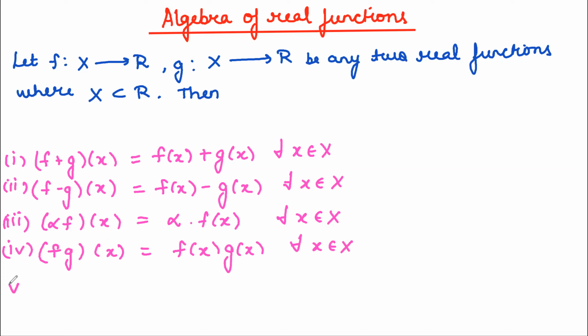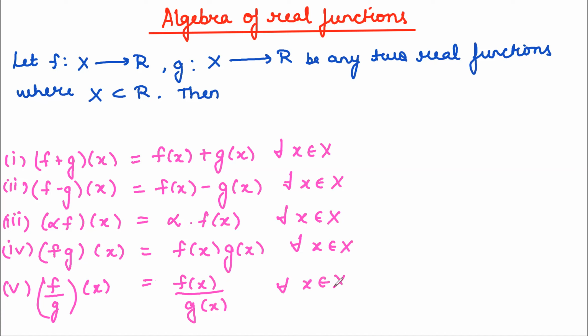And last, if you have to define the quotient of two functions, division f by g of x, that is defined as f of x upon g of x. Again, for all x belongs to x, but the condition here will be that g of x is not equal to 0, right? So this is how we define the algebra of real functions.